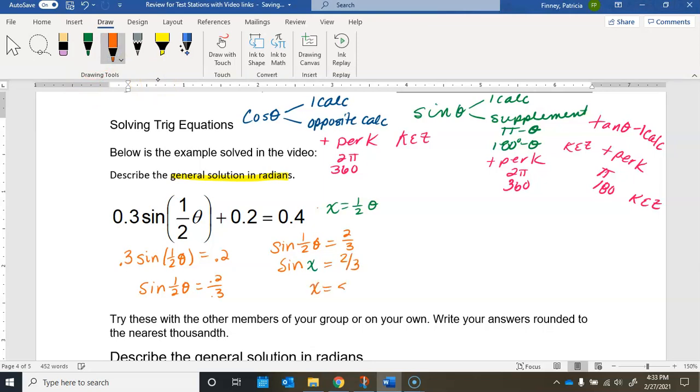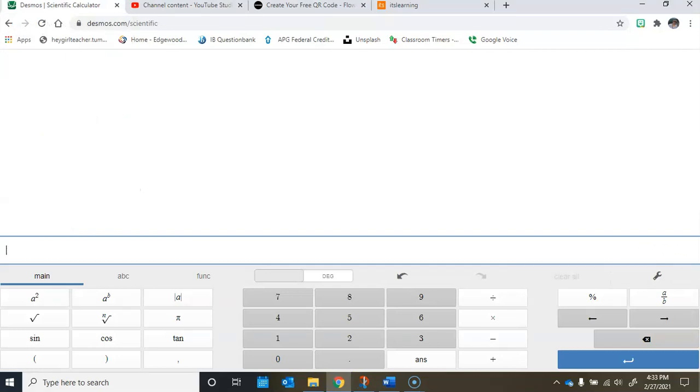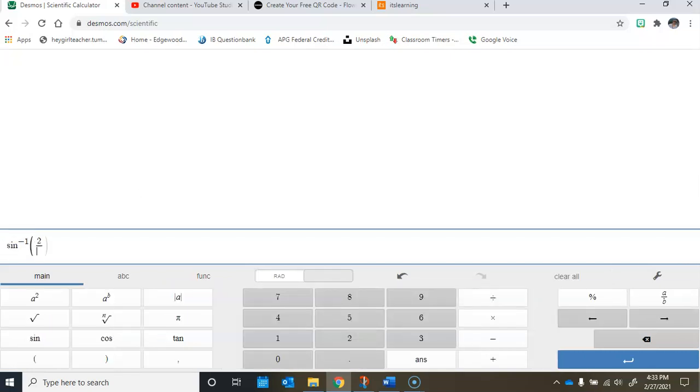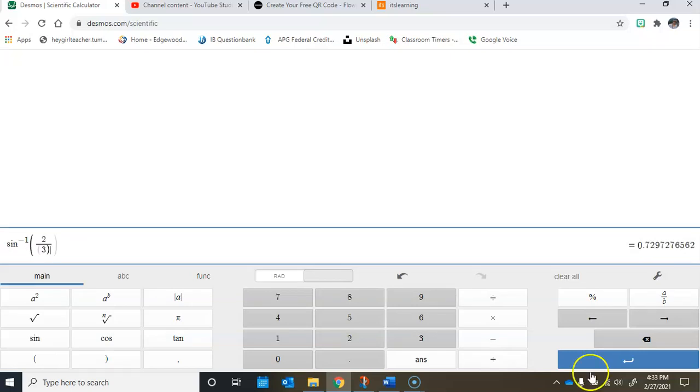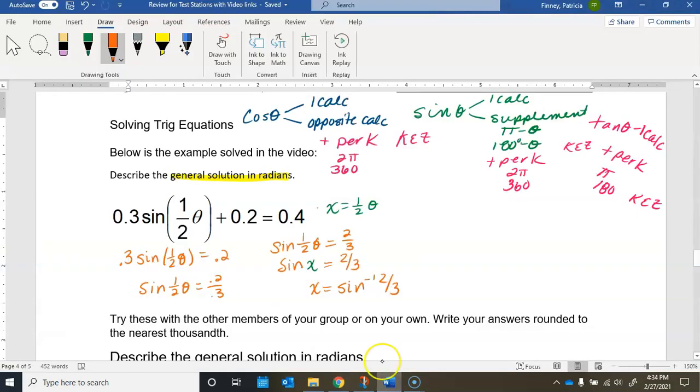And so then I do my inverse of sine, and I type that in my calculator. So I go to my calculator and clear all. I want to be in radians. And I'm going to do the inverse sine of 2/3. And I get 0.7297. So generally what we've been doing is rounding that to thousandths. So we have x equals 0.730. So that's our first answer.